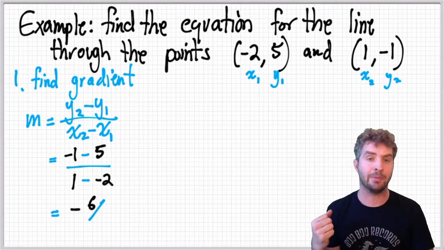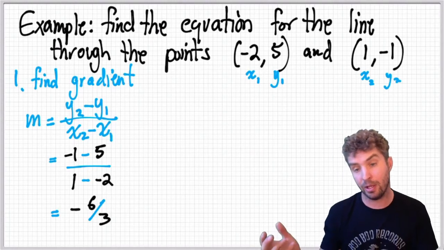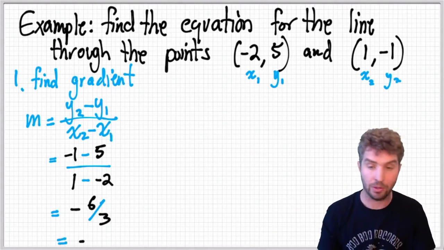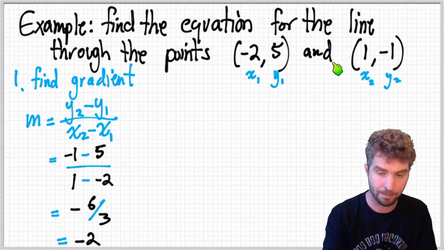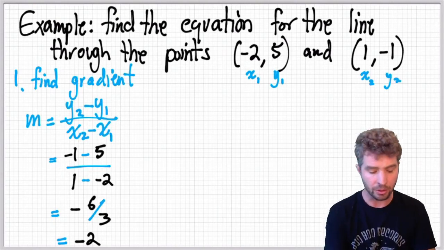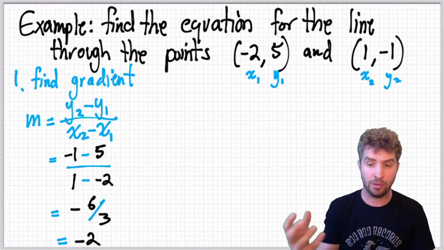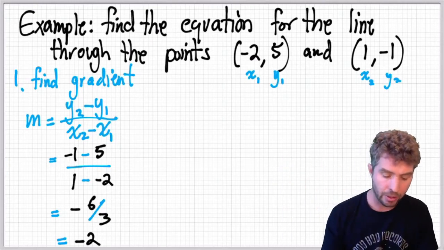Subtracting a negative is the same as adding, so it's 1 plus 2, which is 3. So we have negative 6 over 3, which of course is negative 2. So that is the gradient of the line that goes through these 2 points. Okay? So step 1 was find the gradient. Now we need to use those coordinates. Remember, the 2 things we need are the gradient, which we found, and now we're going to use those coordinates.